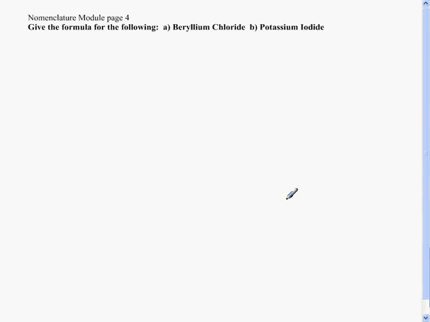Beryllium is Be, and the symbol for chlorine is Cl. So we know the formula is going to be something with beryllium and chlorine in it, just like water is H2O, two hydrogens and one oxygen. How do we know how beryllium and chlorine will go together? What you do is we'll use the crisscross rule.